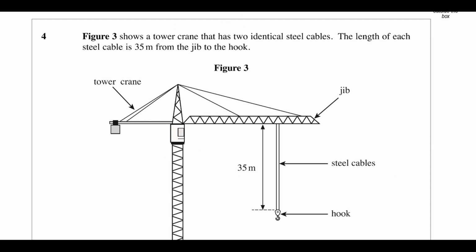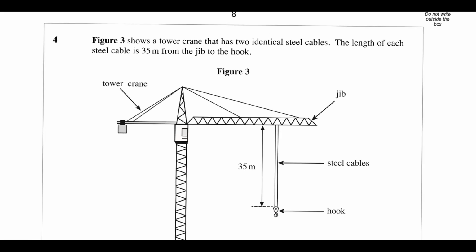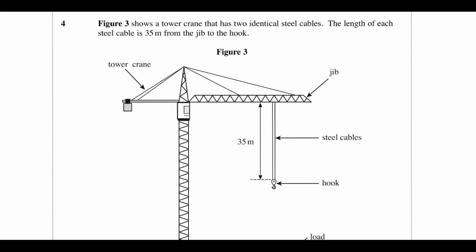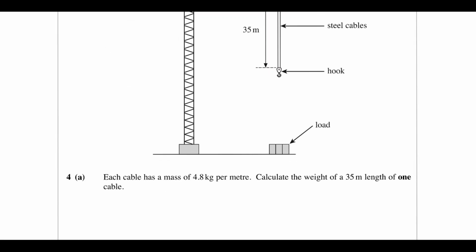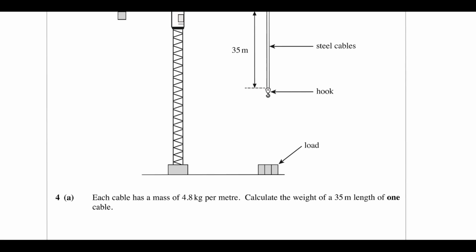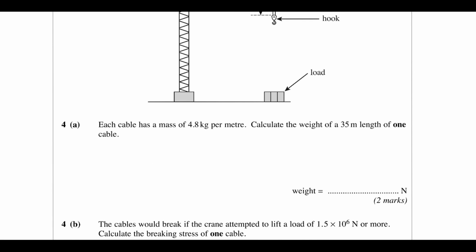Okay, so we've got another mechanics question. They really went heavy on the mechanics in this paper, it seems. So we've got a tower crane with 2 identical steel cables. The length of each steel cable is 35 meters. Each cable has a mass of 4.8 kilograms per meter. Calculate the weight of a 35 meter length.